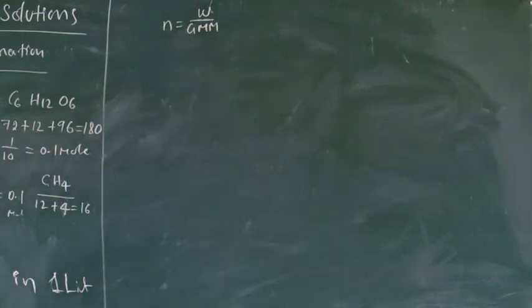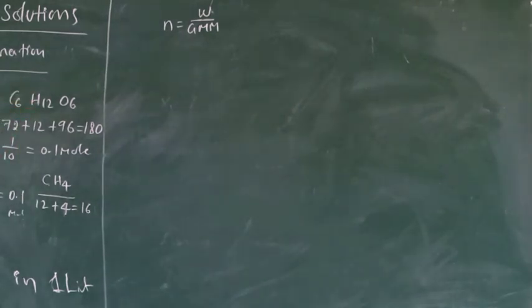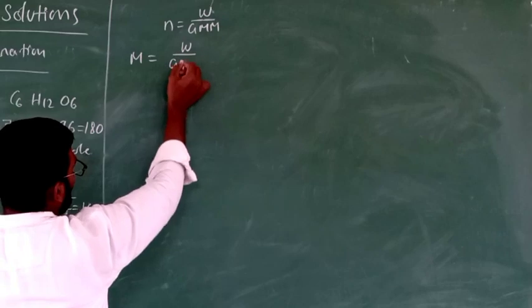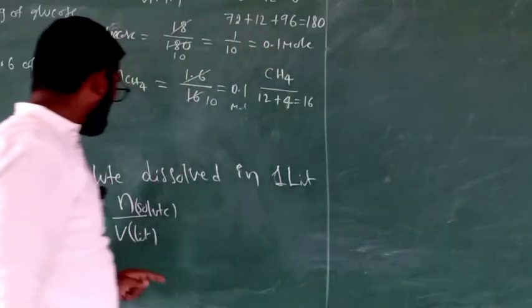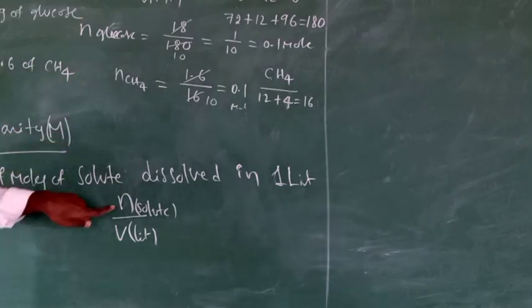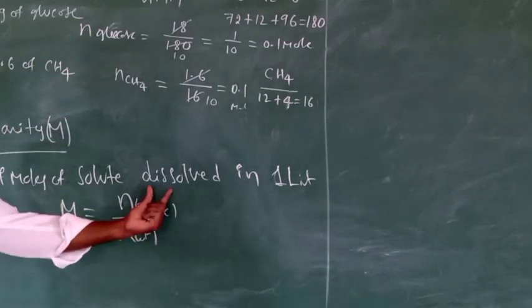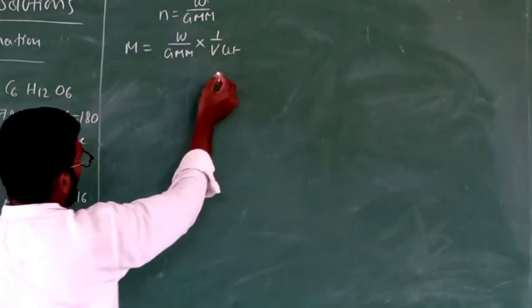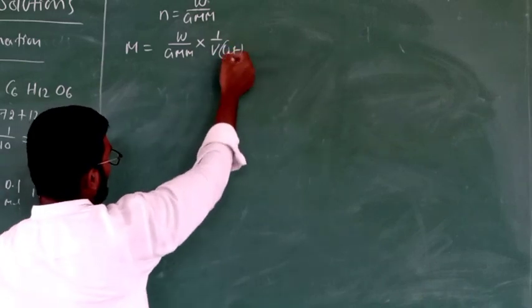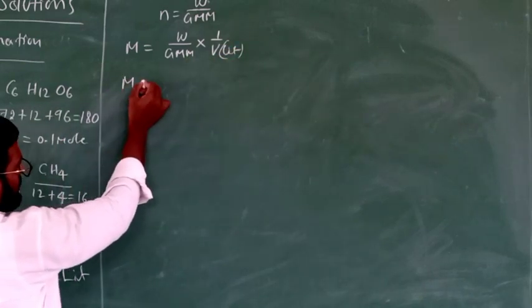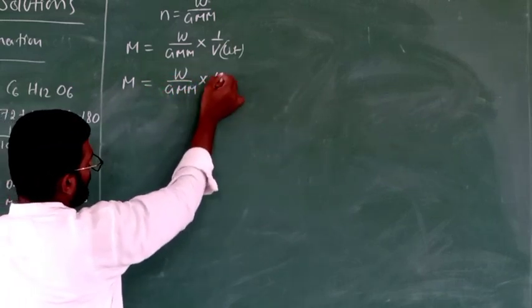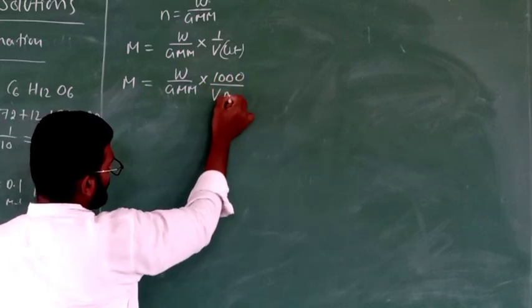Here, instead of small n, number of moles, I am going to substitute mass by gram molar mass. Then molarity M becomes equal to mass by gram molar mass into 1 by V, with V in liters. Or if I take the volume of the solution in milliliters, then this formula changes to molarity is equal to mass by gram molar mass into 1000 by volume of the solution in milliliters.